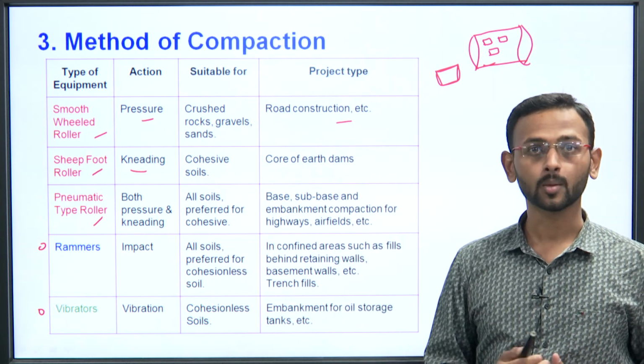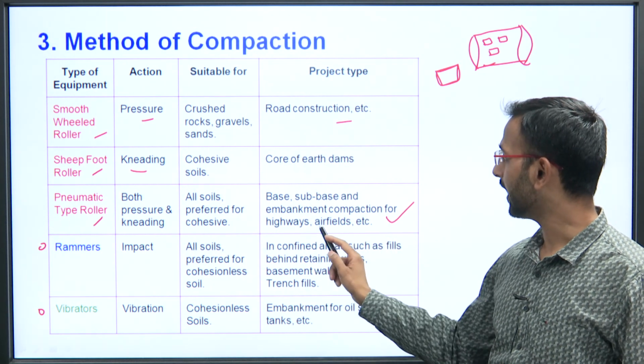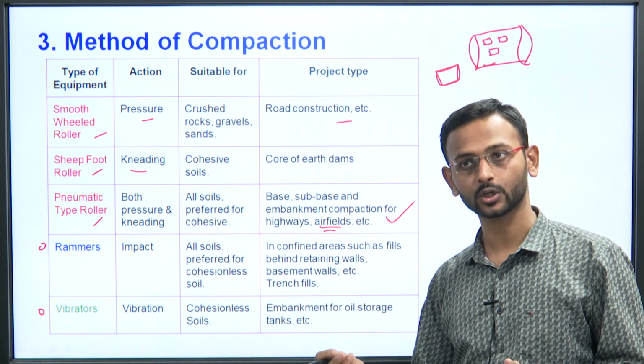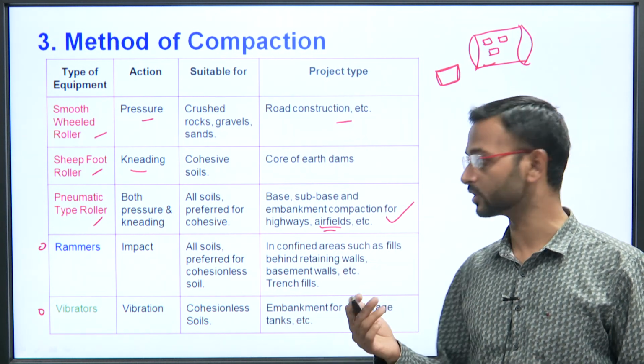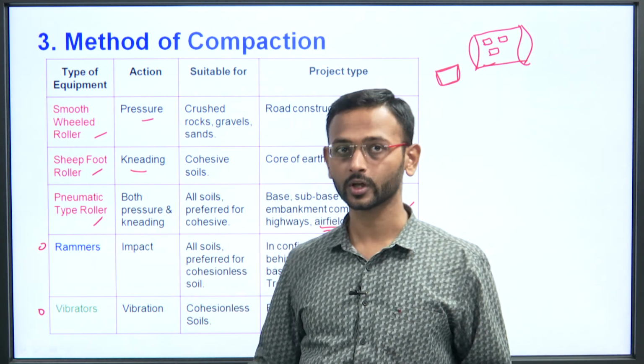They are used for base, sub-base and embankment compaction for highways and also airfields. So, where a lot of compactive energy is required, where a lot of compaction is required, like in airfields, at that point also the pneumatic type roller is used.